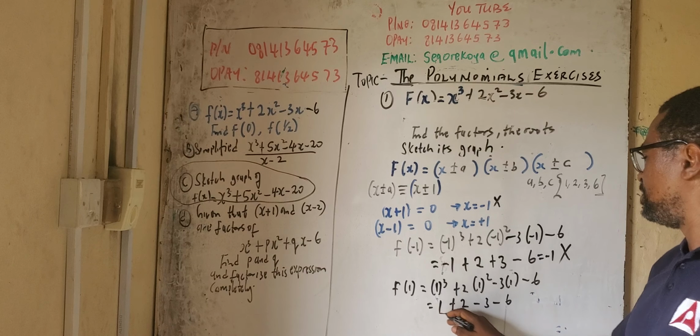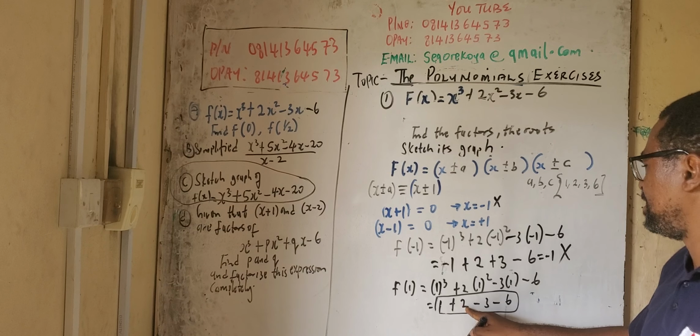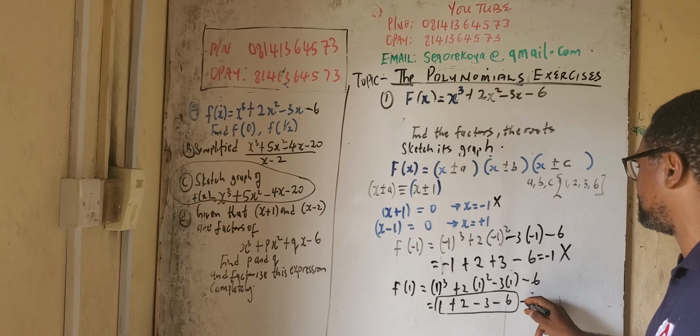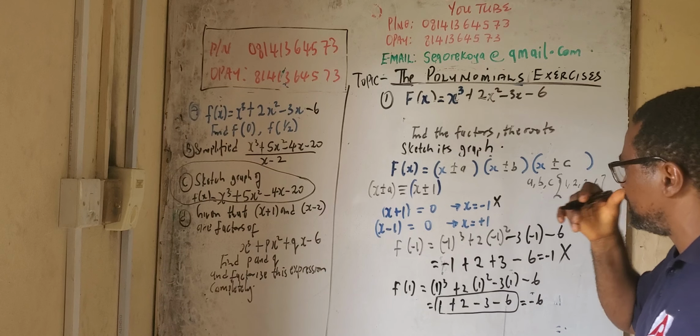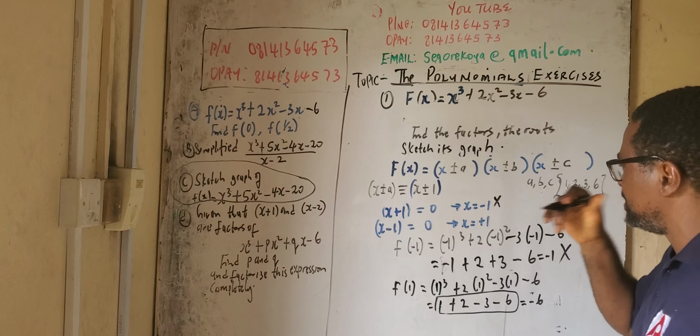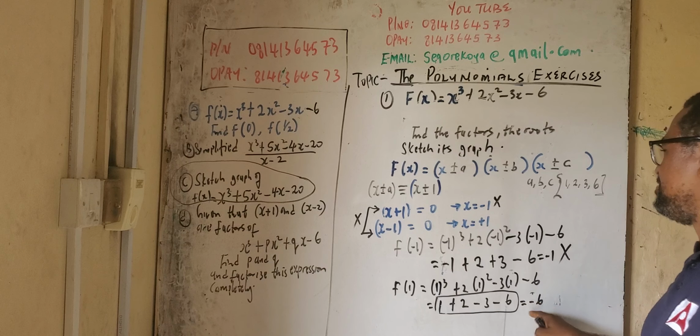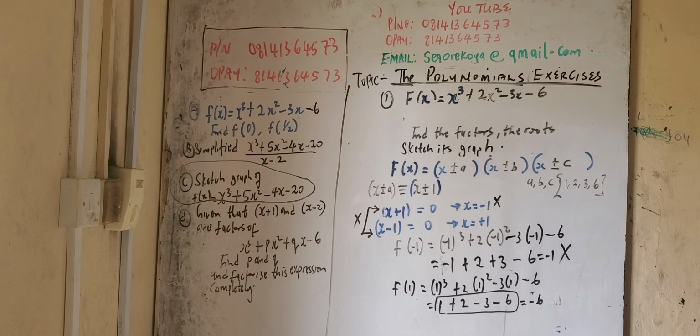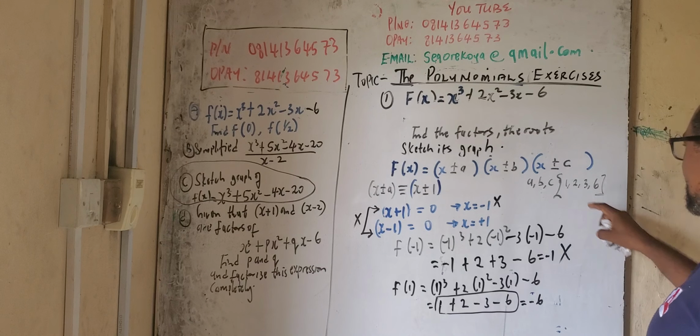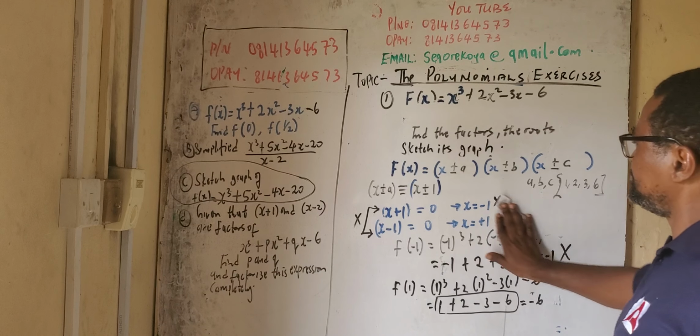You see, this one will not give me 0. 1 plus 2 is 3. 3 minus 3 is 0. So I'm going to have minus 6. That means these two factors are not factors of this expression because I'm not having remainder 0. So we now move and try for 2 now.